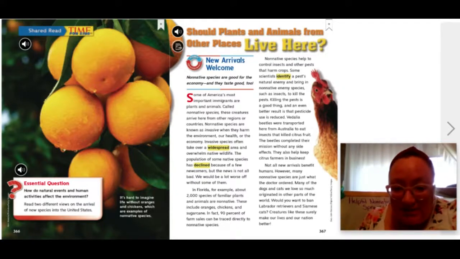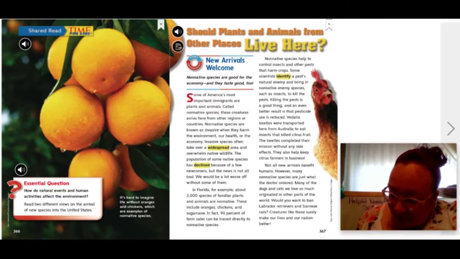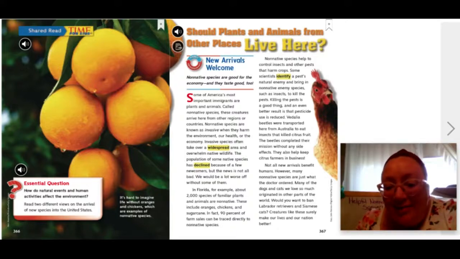So I'm going to skim and scan here. And I noticed they mentioned in Florida, 2,000 species of plants and animals are non-native. These include oranges, chickens, and sugarcane. So I'm going to write that down. All right. And then I'm going to scan over here. They help control insects. Talks about, there's those beetles again. Remember we talked about in the example. So I'm not going to use those because we already learned about that.